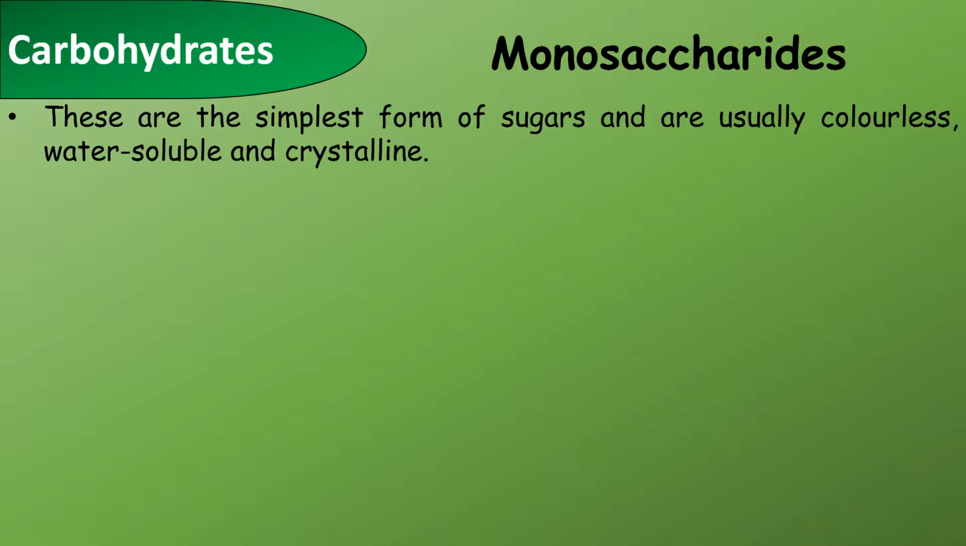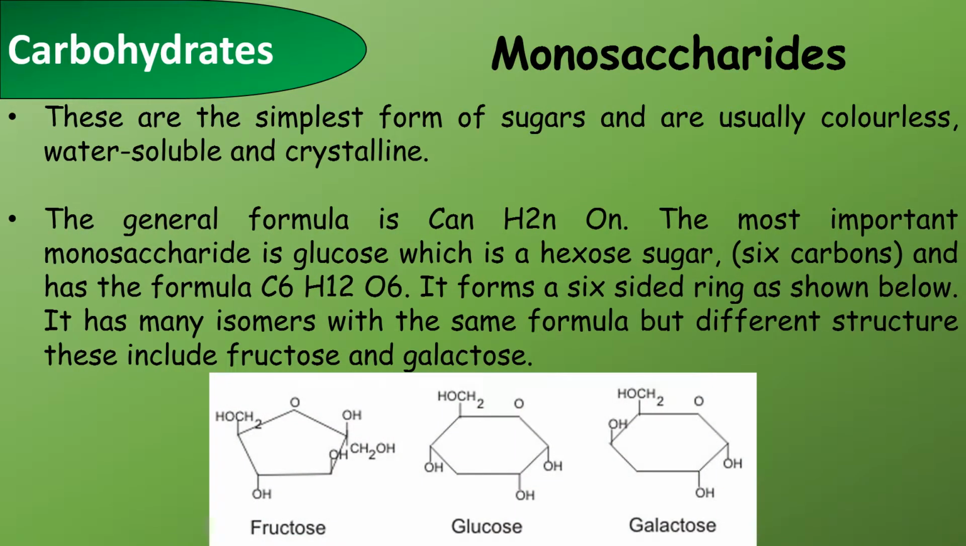Monosaccharides are the simplest forms of sugar and are usually colourless, water-soluble and crystalline. The general formula can be (CH2O)n.